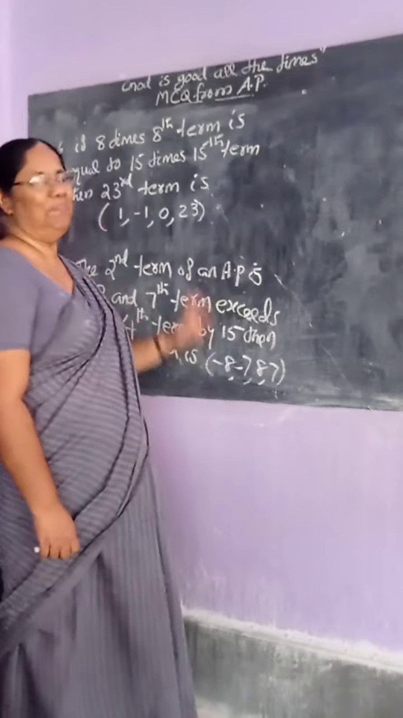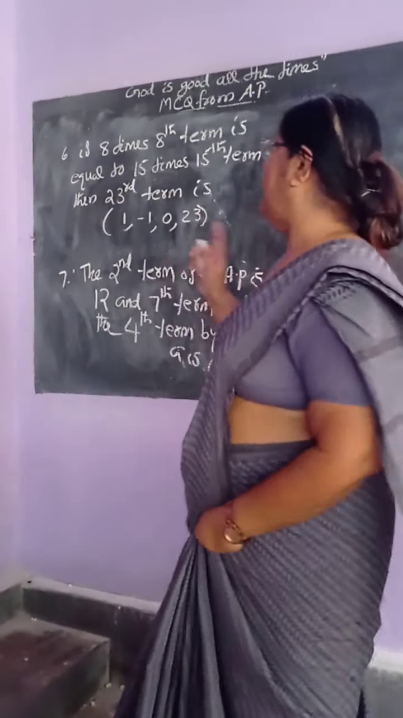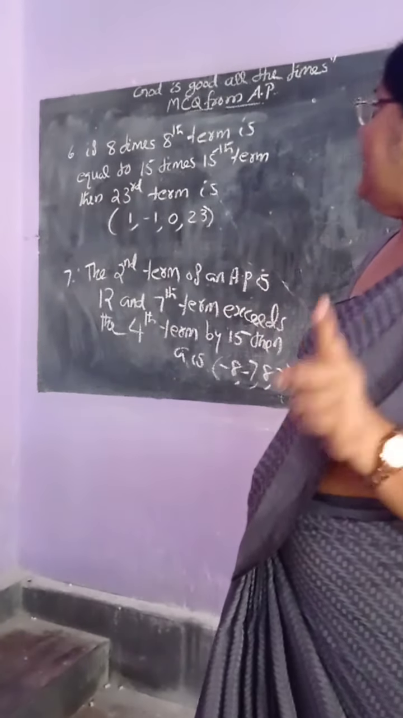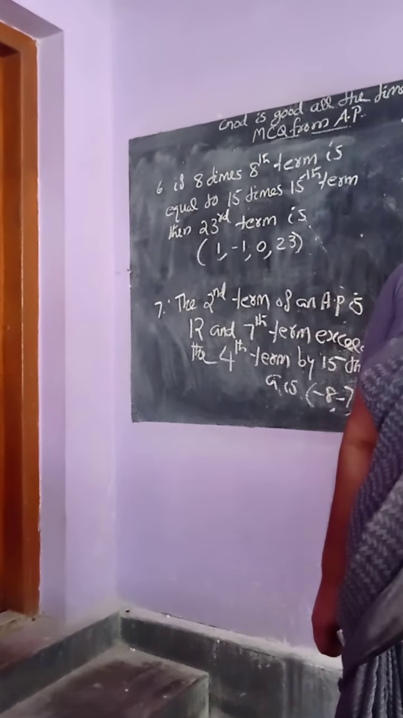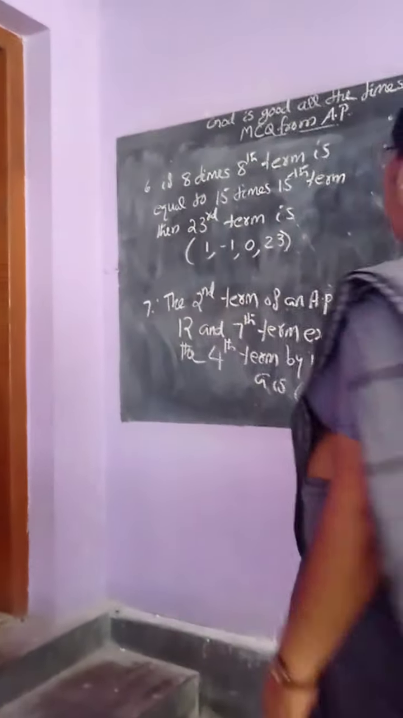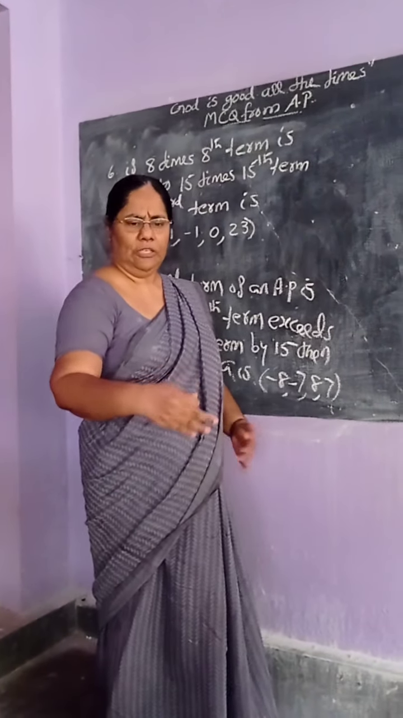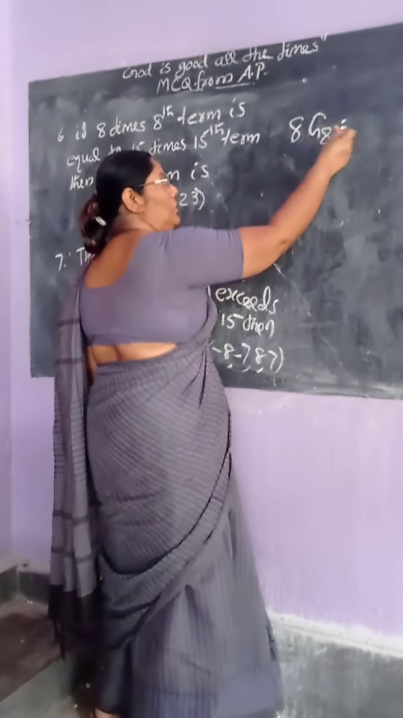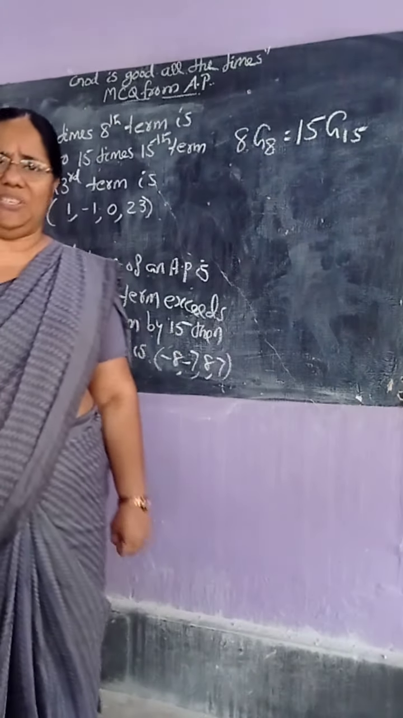Write the 6th problem. Write the question. If 8 times the 8th term is equal to 15 times the 15th term, then its 23rd term is dash. Write that, convert that into a mathematical sentence. 8 times the 8th term is equal to 15 times the 15th term. This is the fact given in the question, isn't it?